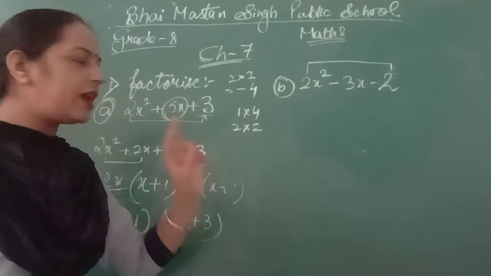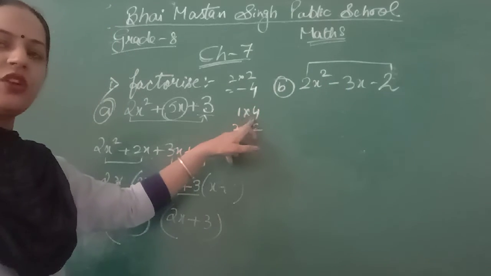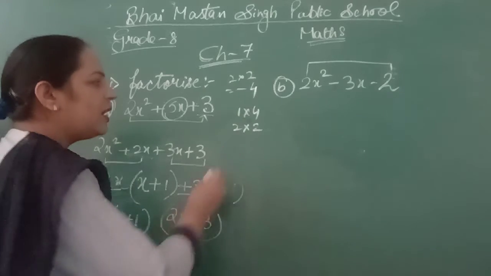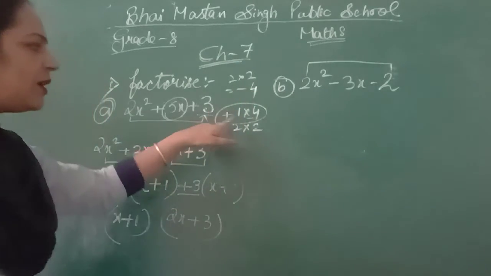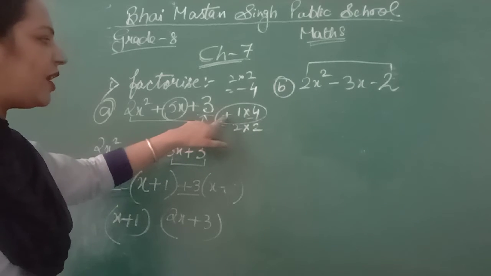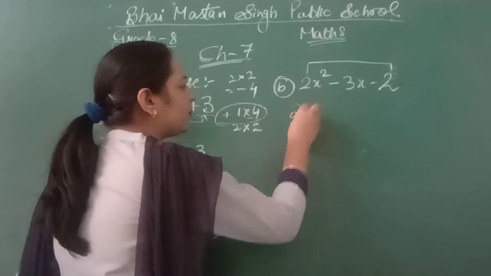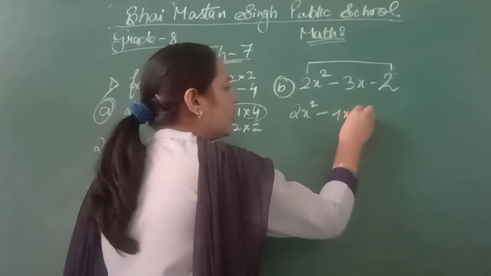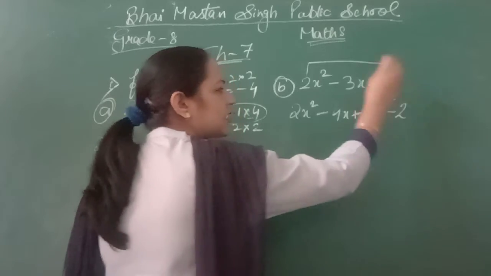So 4 and 1, when I subtract, I get 3. Now look here carefully: the sign goes with the larger number. Whichever sign there is will go with the larger number. It means minus will be with 4 and this will be plus. So my answer will be plus 1 into minus 4 multiplication, but when I add plus 1 and minus 4 my answer will be minus 3. So in place of 3x I will write minus 4x plus 1x, and next is minus 2, same as it is.